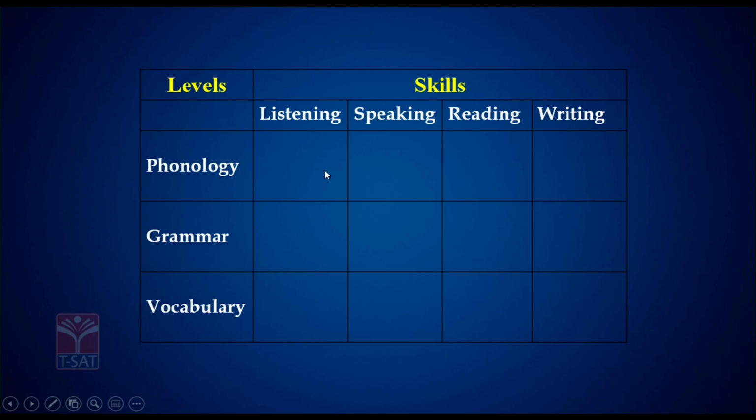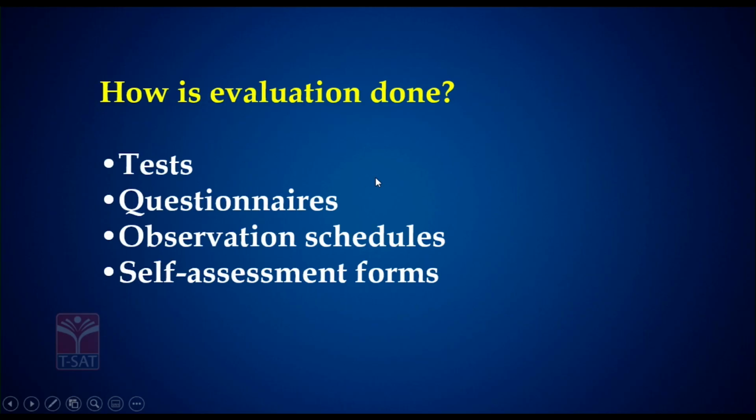For example, when we are working with a minimal pair, and when the students are asked to identify the particular sounds, the focus is on listening as a skill, as well as the level is phonology. And spotting the errors or identifying the errors in the sentences, if you see that, the focus is on reading as well as grammar. So, in evaluation, we can link the levels with the skills.